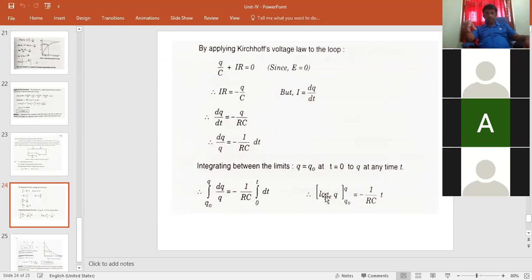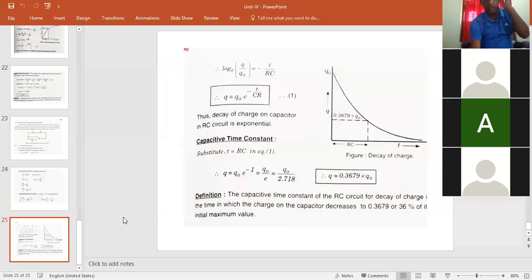So we get the integration of dq upon q, which is log of q, equal to the integration of dt, which is t, times minus 1 upon RC. So log of q upon q0 is equal to minus t upon RC. The final derivation is q is equal to q0 e raised to power minus t upon RC, or CR. This is the equation for the decay of charges in the CR circuit.